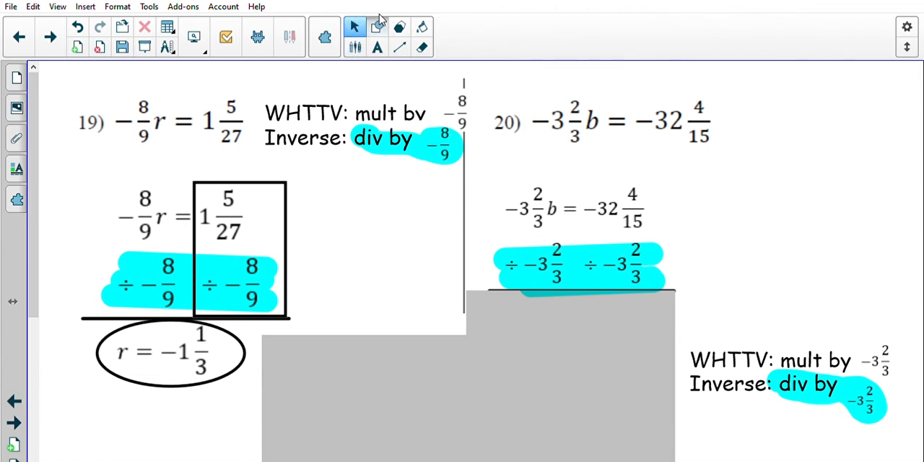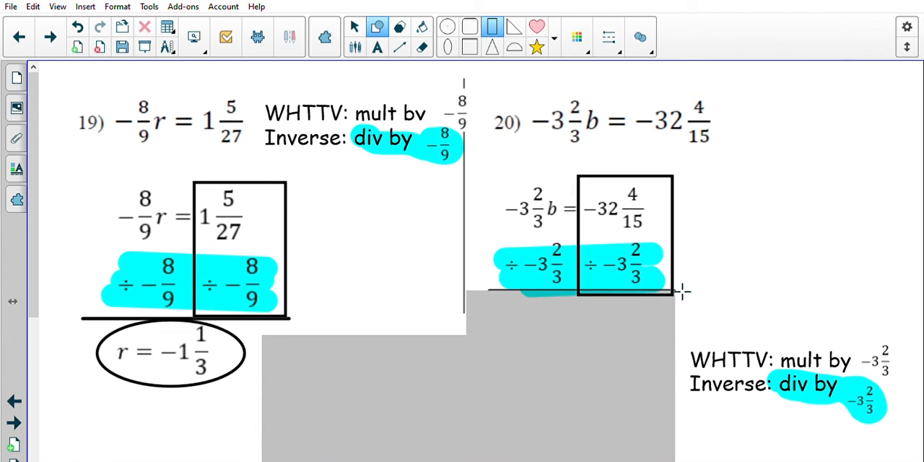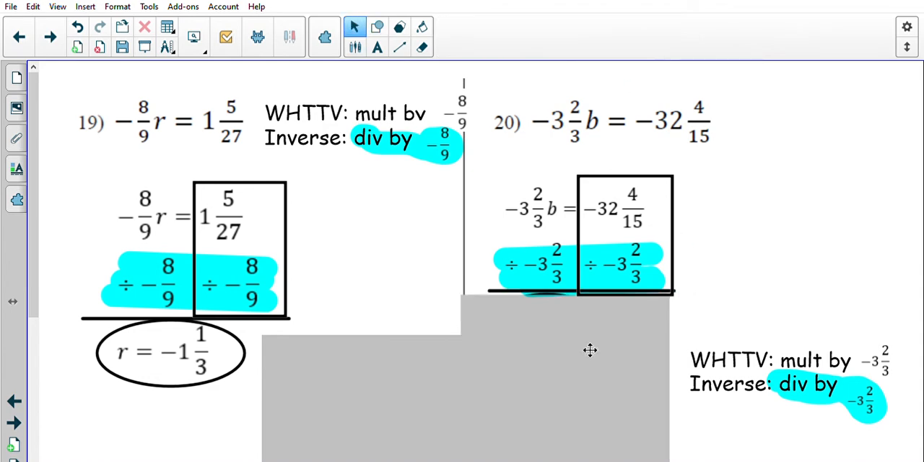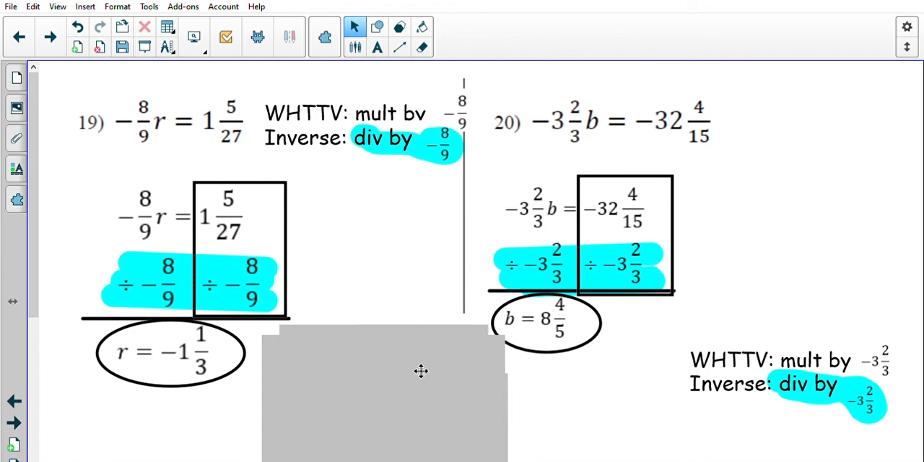In your calculators, you're going to plug in -32 4/15 divided by -3 2/3. Be careful. These are really tough to plug in. I'm going to plug it in as well in my calculator while you do that. Whoops, I made a mistake when I typed that in. There we go. All right. And you should get a solution of b equals 8 4/5. So hopefully you came up with that.